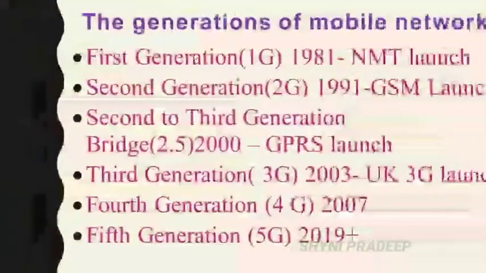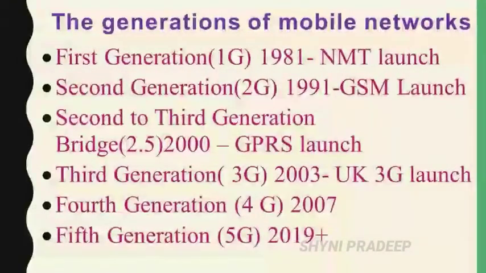The next topic is the generations of mobile networks. The mobile network generations can be divided into five generations. First generation, second generation, the second to third generation bridge, and next third generation, fourth generation, fifth generation.